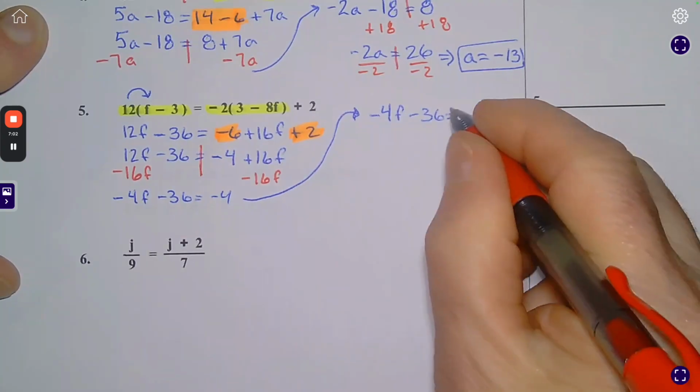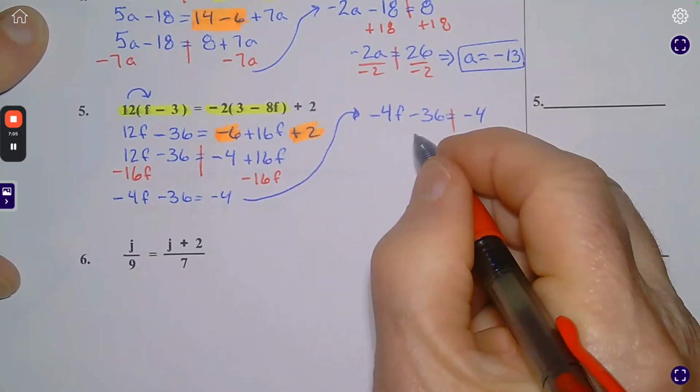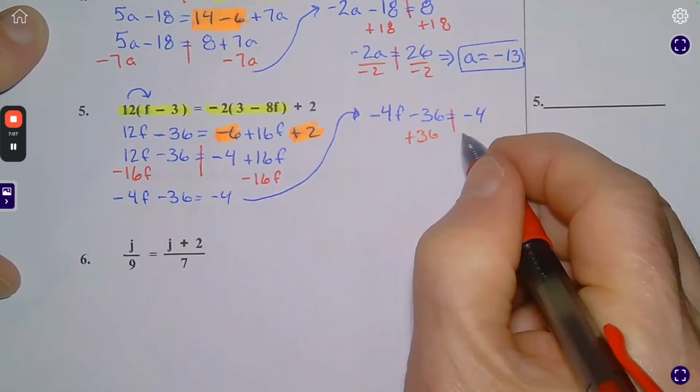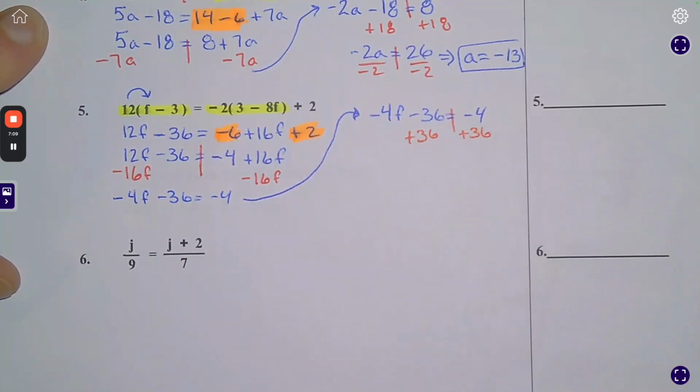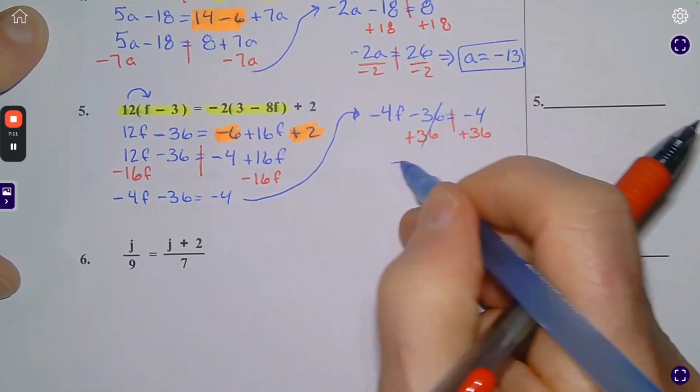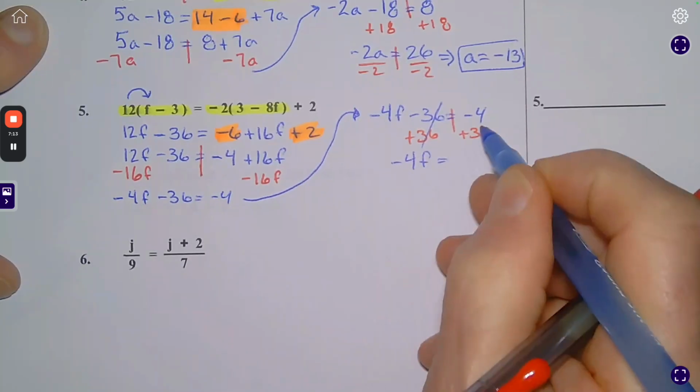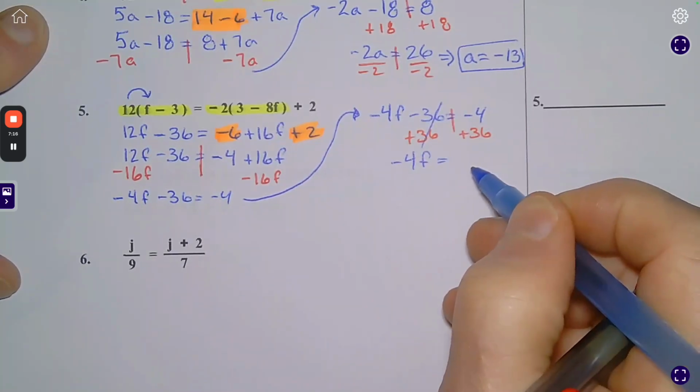All right, now I'm going to inverse operation those constant over. That constant term, plus 36 plus 36, that goes to 0. That's what I wanted. I wanted that to move over. Combine those, you get 32.